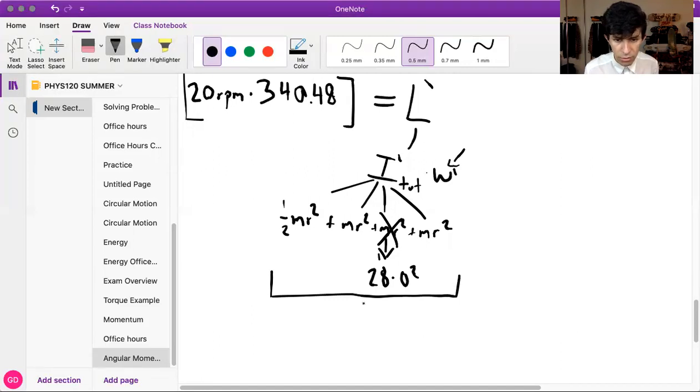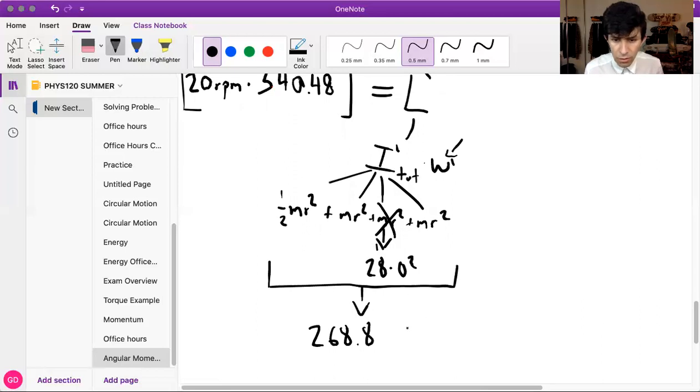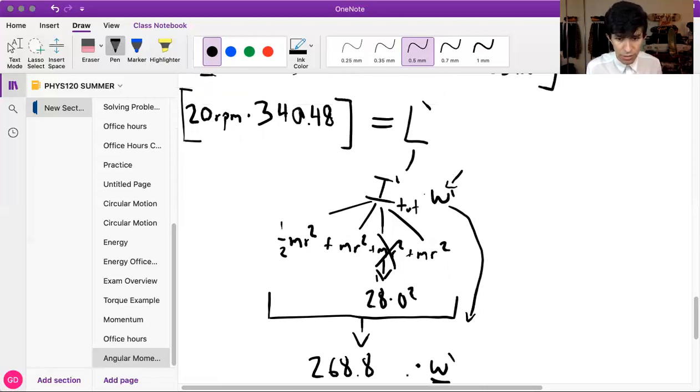All of this is going to be equal to 268.8, and of course, the units, kilograms per meter squared, times omega prime, that we're trying to solve for. So now you can see where we're going with this. We're just gonna make this equal to that.